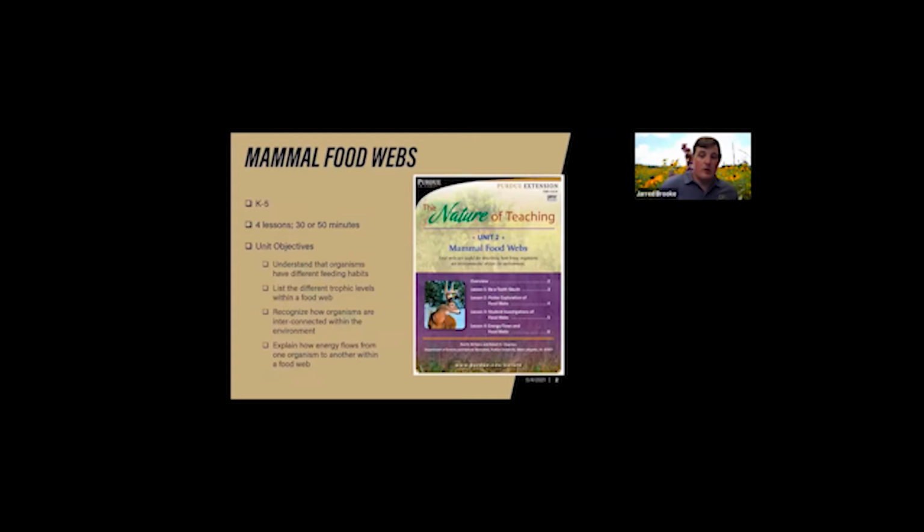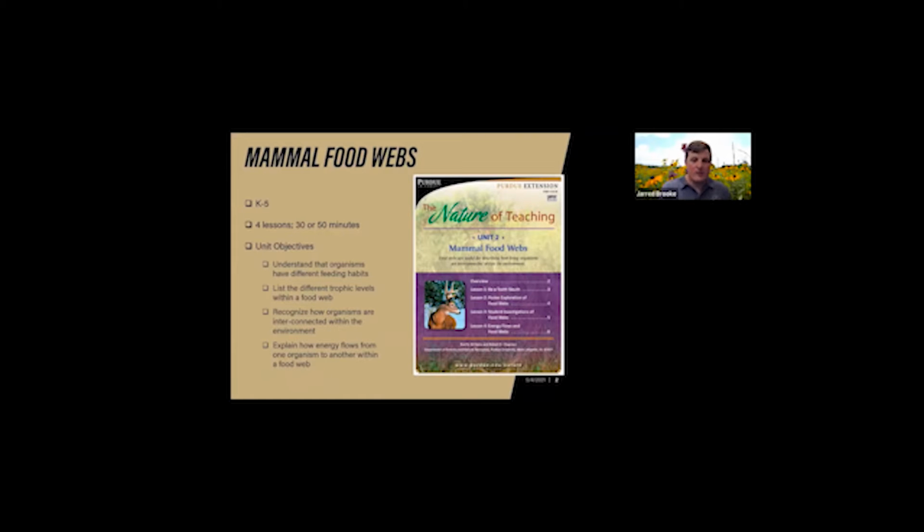So this is Unit 2, Mammal Food Webs of the Nature of Teaching. And this is really built for K through 5 classrooms. It consists of 4 lessons that are either 30 minutes or 50 minutes long. All of them are less than an hour.